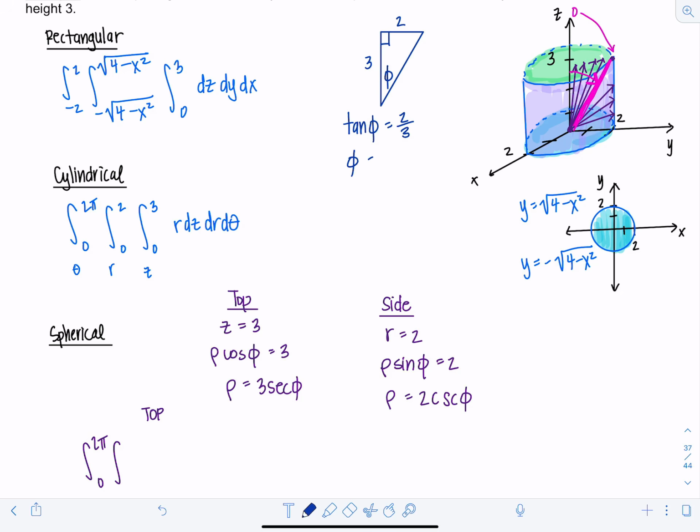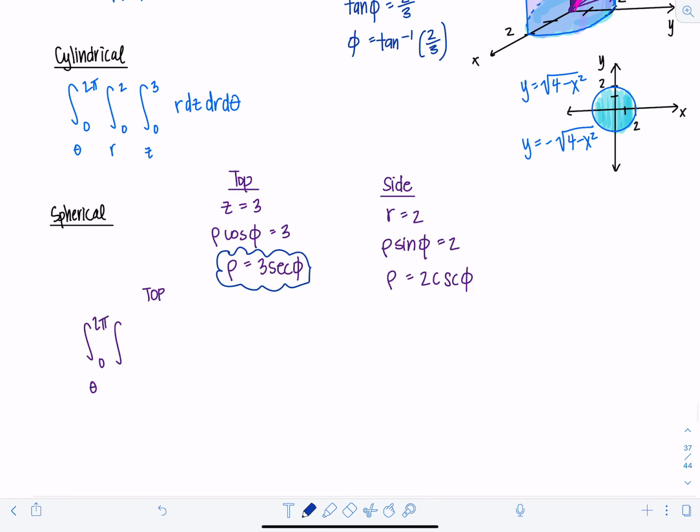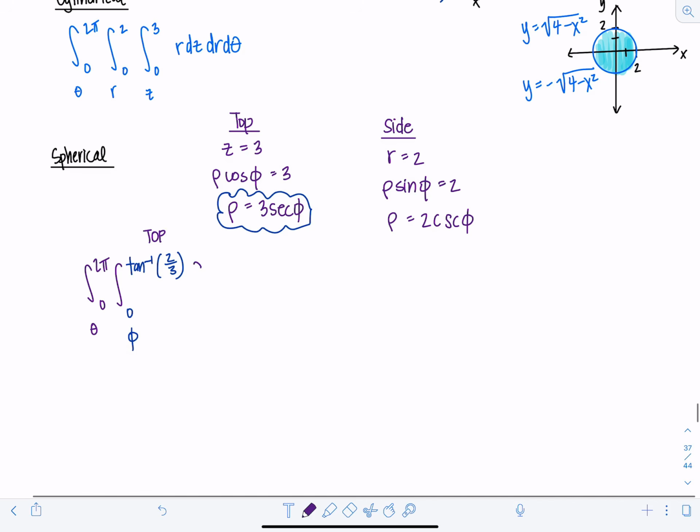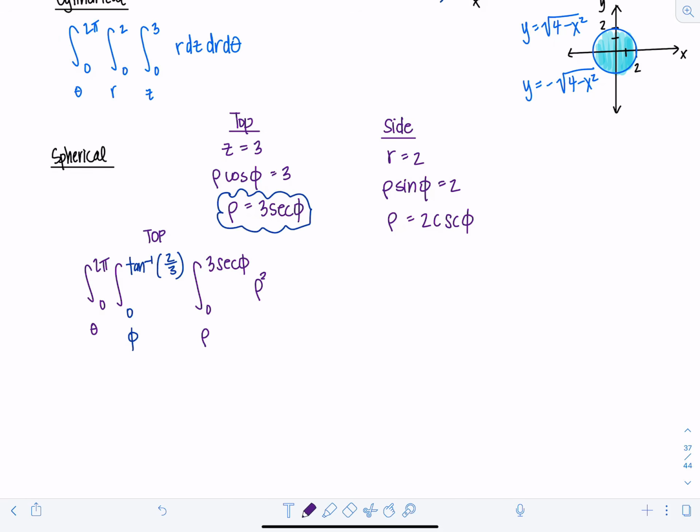So until phi is equal to tan inverse of 2/3, the top, which is rho equals 3 secant phi, is determining the length of rho. So we're going to go from 0 to tan inverse of 2/3. That's for phi. And then the limits for rho are going to be from 0 to 3 secant phi. That's for rho. And then dV is rho squared sine phi d rho d phi d theta, plus, so that one's for the top.